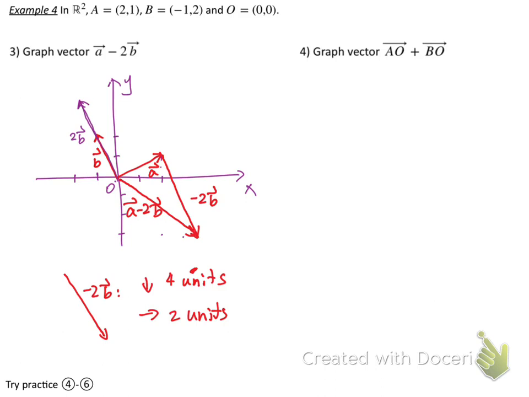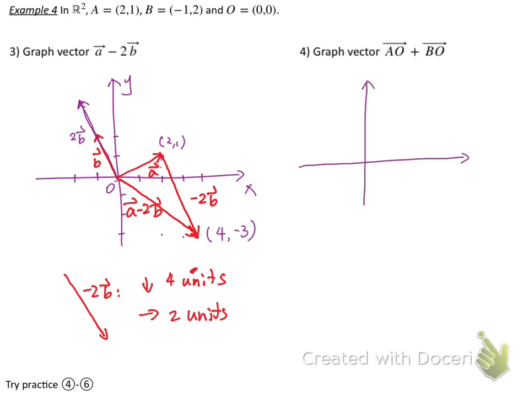Actually, the terminal point is, remember you went to the right 2. This is (2, 1). Then you went down 4 units and to the right 2 units. So this is (4, -3) as the terminal point. But the vector we are really getting is from the origin to (4, -3). Okay, and you get it by showing the vector A, then the negative 2B, and the sum, the triangle. Last example for today, we are graphing, instead of calling them A, B, I'm calling them AO and BO.